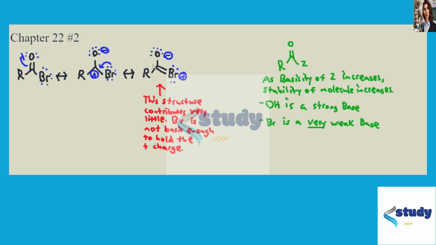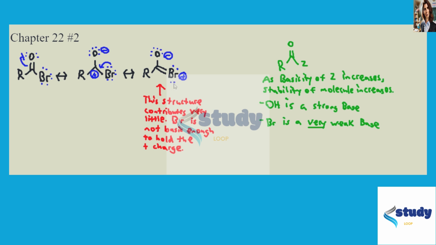And so this third structure contributes very little. The bromine is going to have very little positively charged character. The bond between the bromine and carbon will have very little double bond character. This is because the bromine is not basic enough to hold the positive charge.